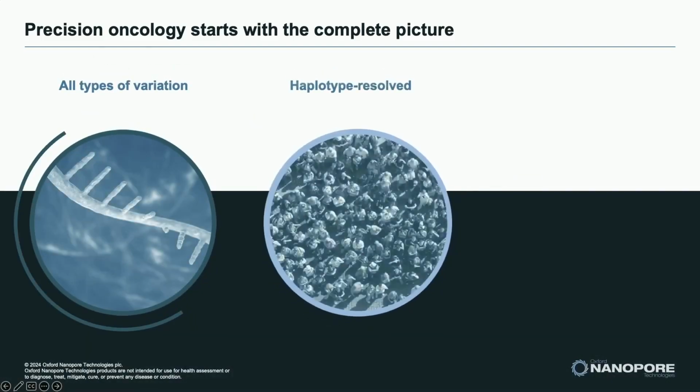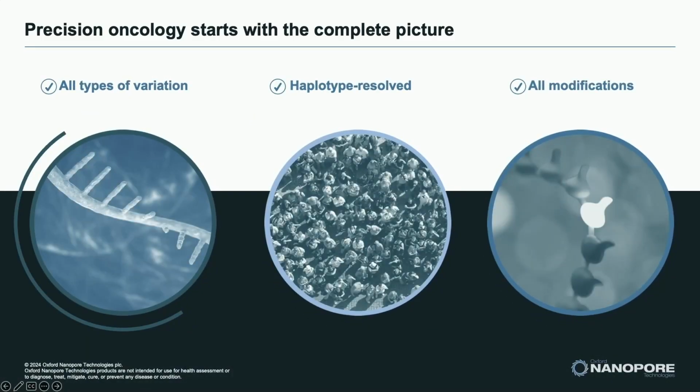So with this, I will be moving on to our speakers, but I just wanted to summarize that what we're trying to say is that precision oncology starts with that complete picture, being able to see all the different genomic and epigenomic variants, being able to haplotype resolve them, and hopefully that will enable the research to make further discoveries.